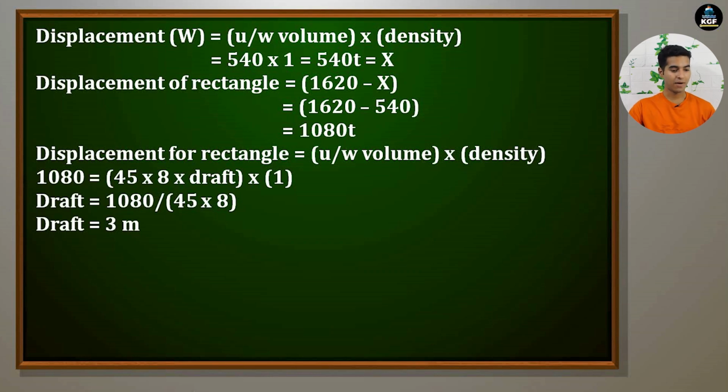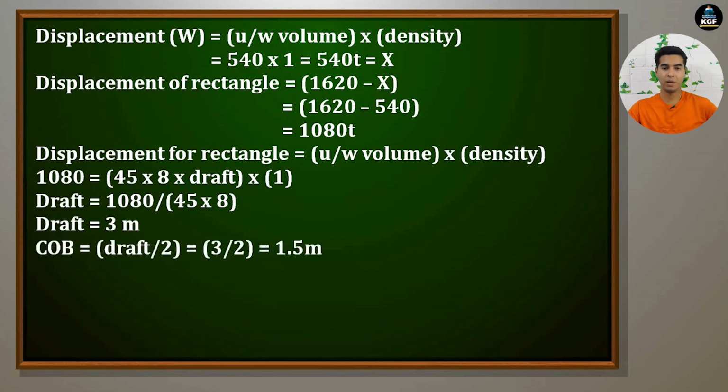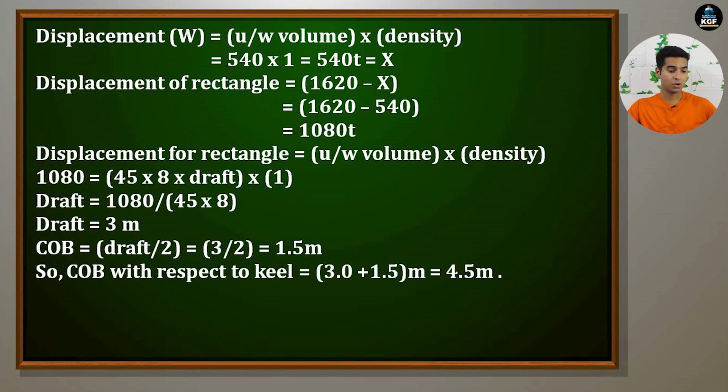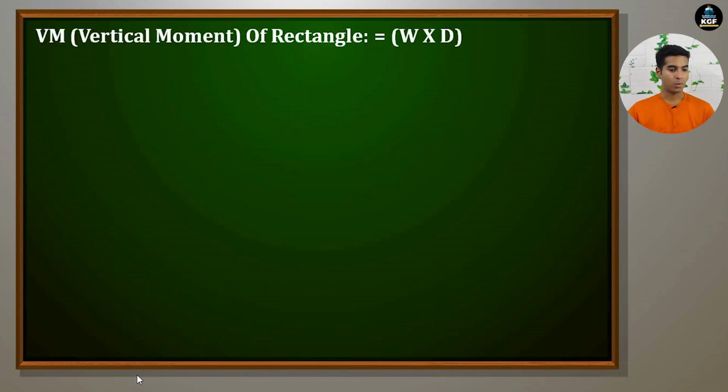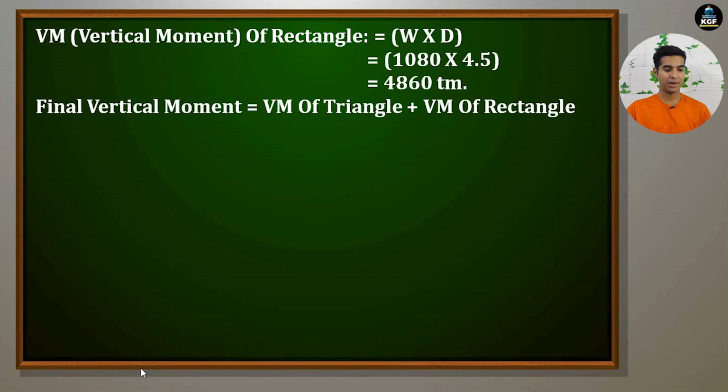Okay, so draft will be 3 meters and COB will be 1.5 meters. Now guys, we have to find its KB. So COB with respect to keel is equal to 4.5 meters. Now guys, we have the vertical moment of triangle, which is equal to the displacement multiplied by draft, which equals 540 into 2, which is 1080. Now vertical moment of rectangle will be 4860. So final vertical moment will be triangle plus rectangle, which equals 5940.